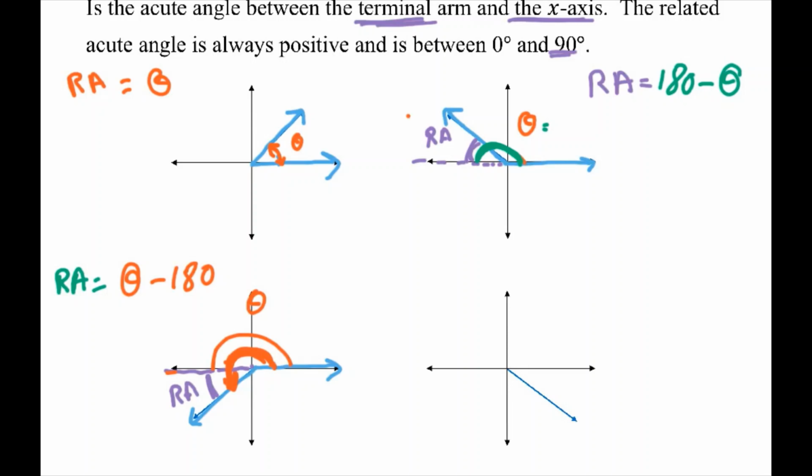Finally, if the angle is in quadrant 4, we are talking about this angle from here all the way to here. Where's my reference angle? My reference angle is whatever is left. We know that the angle from here all the way to here is 360. If I subtract 360 minus theta, which is in the blue, I will get the reference angle.